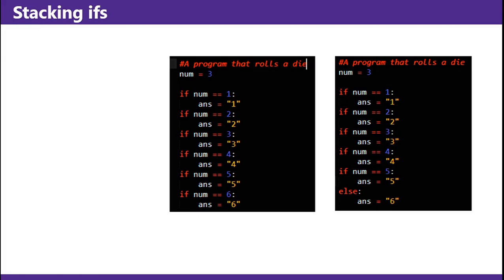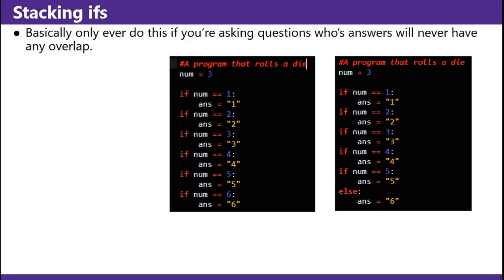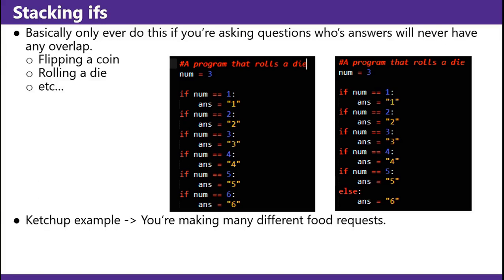Stacking ifs. These are two programs that say if the number equals the numeric value, the answer equals the string version of that number. Basically, only ever do this if you're asking questions whose answers will never have any overlap, like flipping a coin, rolling a die, etc. In the ketchup example, you're making many different food requests. If the store has ketchup, if the store has mustard, if the store has relish, if the store has hot dogs, if the store has barbecue chips.